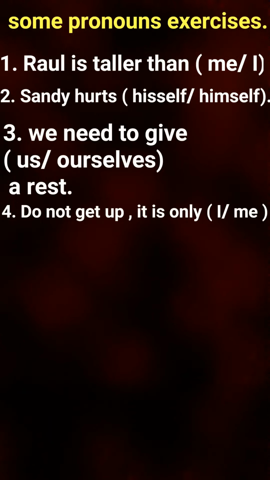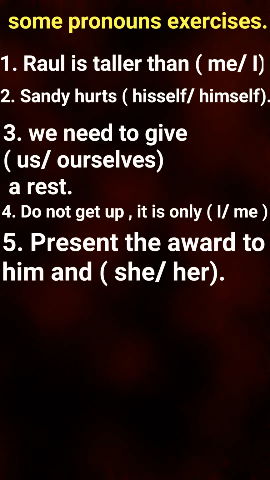Another example, present the word to him and her or she, surely her. The word to him, him, this is an object pronoun, do you see? Here, her has been joined by a conjunction, namely and, to him. And him, this is an object pronoun. So after and we should use an object pronoun.